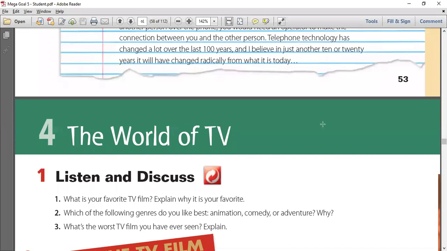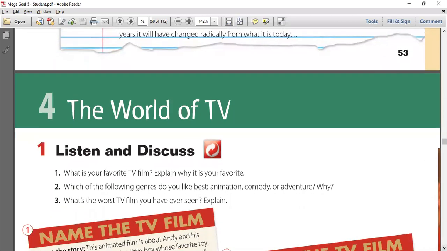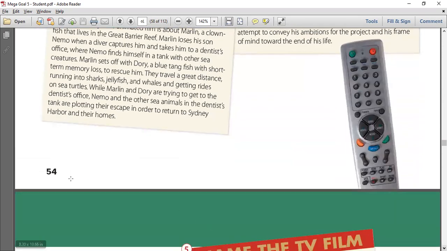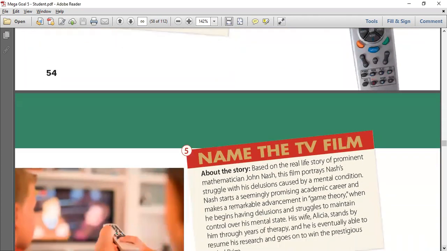Okay, let's start. Please, if you have a question, stop me. Unit 4 starts from page 54. If you have a question, write in the chat. Turn on your mic, whatever suits you.